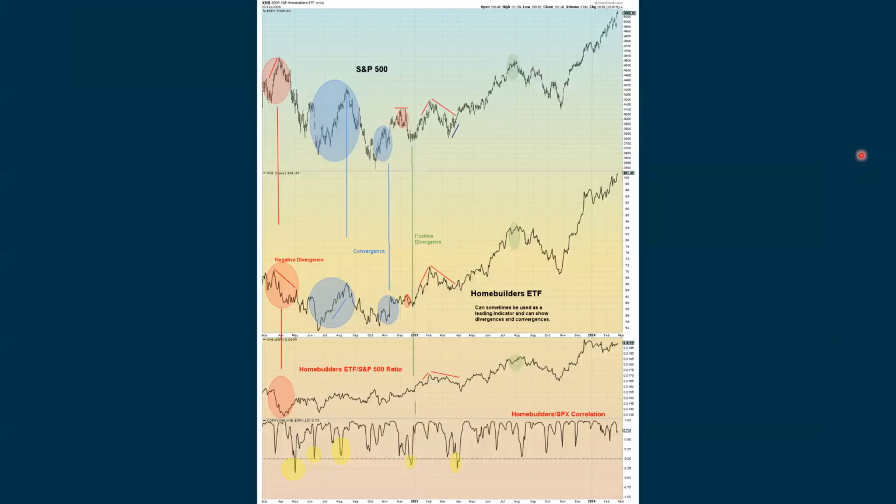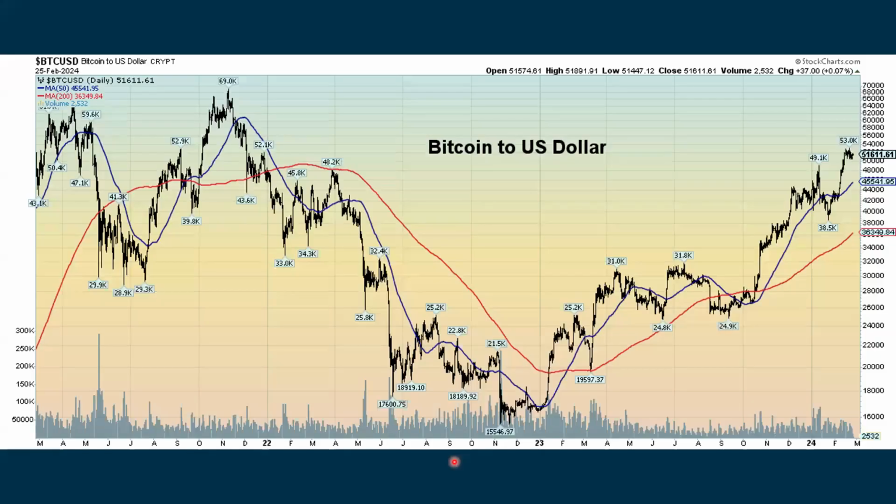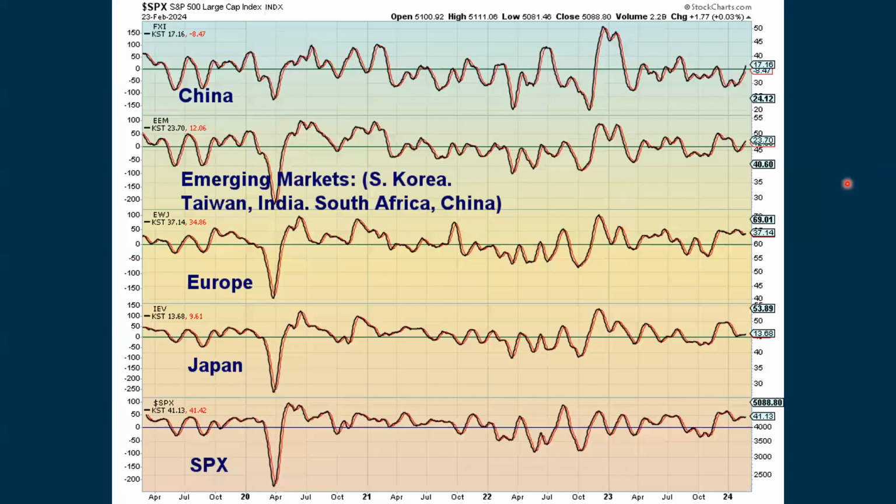We look at the home builders, and I have a whole study here, but when we get down to where I have these yellow areas marked, that's really when we only pay attention to this. Bitcoin continues to be in an uptrend, is really enjoying the idea that now there's ETFs available that you can get. Looking internationally, China's in an uptrend. The emerging markets are in an uptrend. We're turning back up in Europe. We're pretty much flat to slightly higher in Japan, and we're kind of flat right now with the S&P.